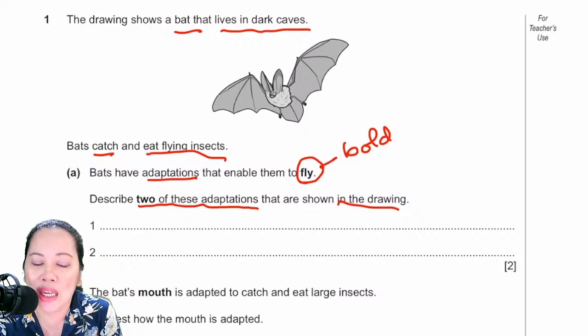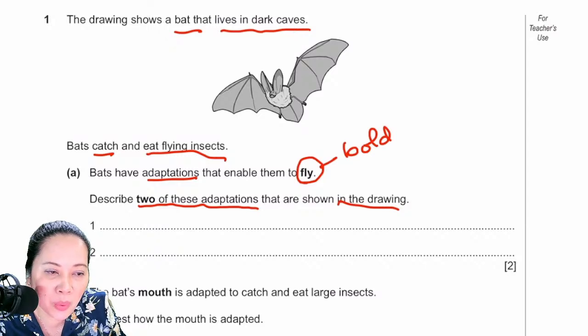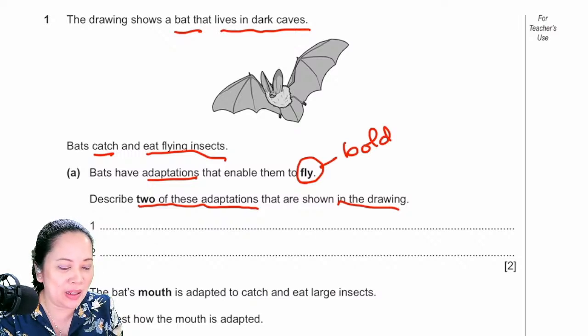So, in question number one, when we, by the way, ma'am, I was washing the dishes. Okay, okay.